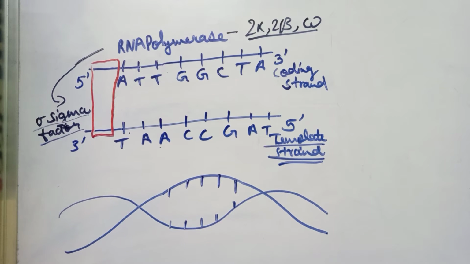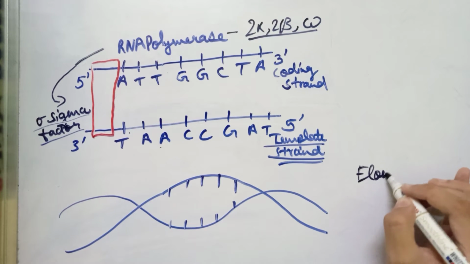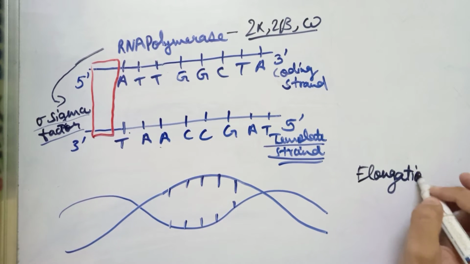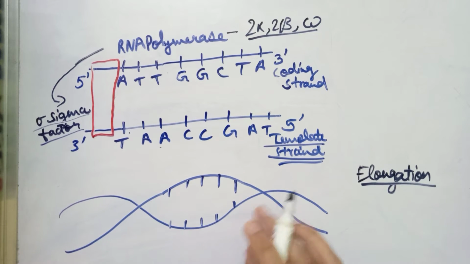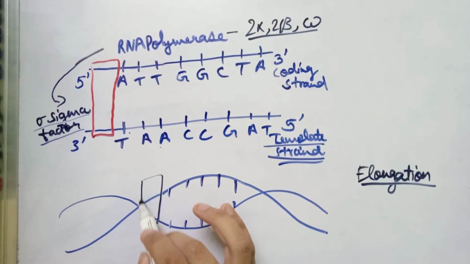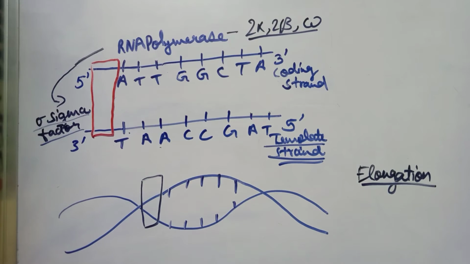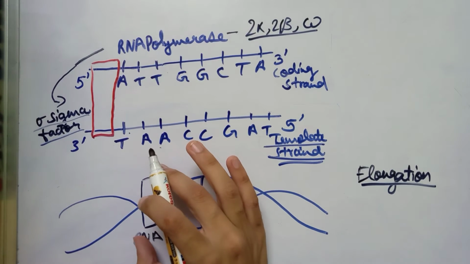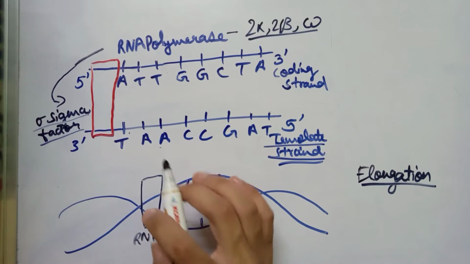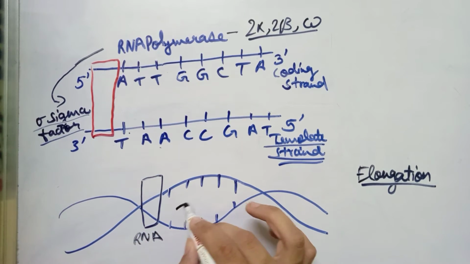Now let's come to the second step of transcription, which is known as elongation. In the first step, initiation, we have studied that the RNA polymerase has already attached to the promoter part, and now it has started to transcribe. So the RNA polymerase gets attached to the promoter end of this DNA molecule, and it starts to move here and starts to code the mRNA molecule.